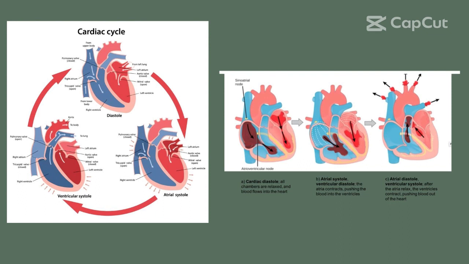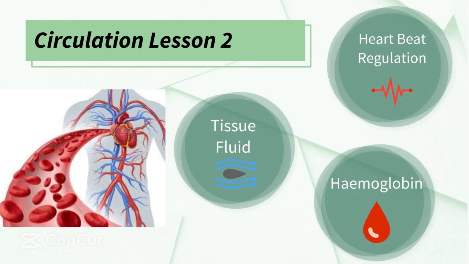So there's only two more small topics left on this module. That's hemoglobin and then tissue fluid. I'll go over tissue fluid first because it's very quick, and then we can go into hemoglobin.